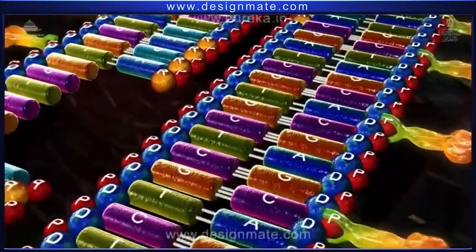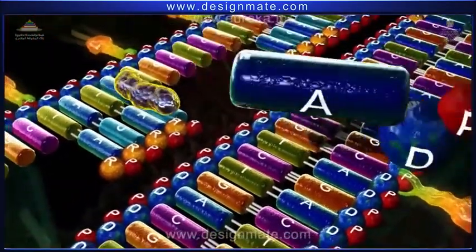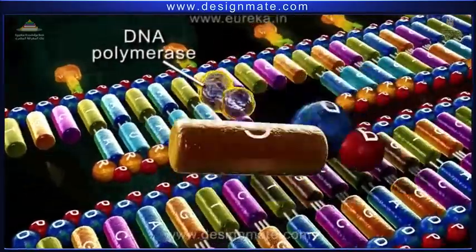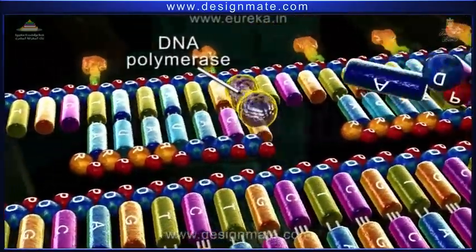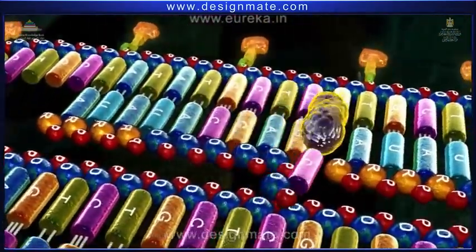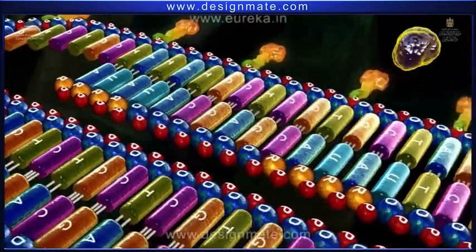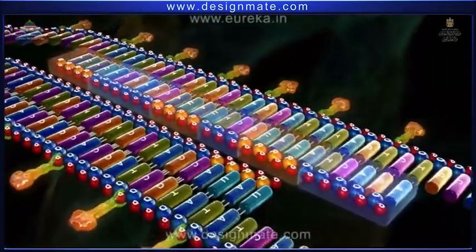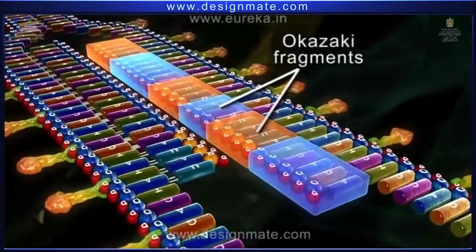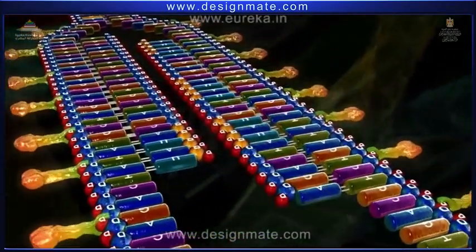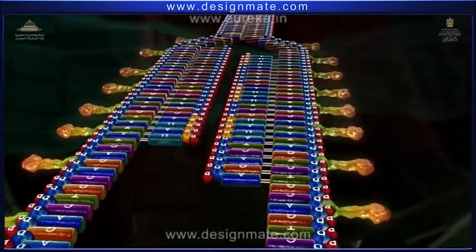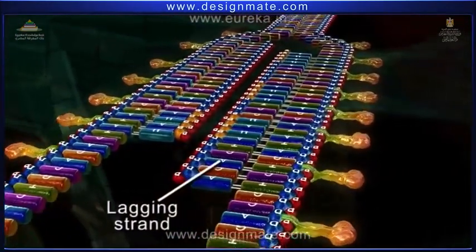If we shift our attention to the other template strand, the movement of DNA polymerase on the RNA primers occurs from the opposite side. Thus, after addition of a few nucleotides to the primers, replication stops. Thus, several fragments are formed. These fragments are known as Okazaki fragments. Replication on this strand is discontinuous. Thus, the newly synthesized strand is known as the lagging strand.